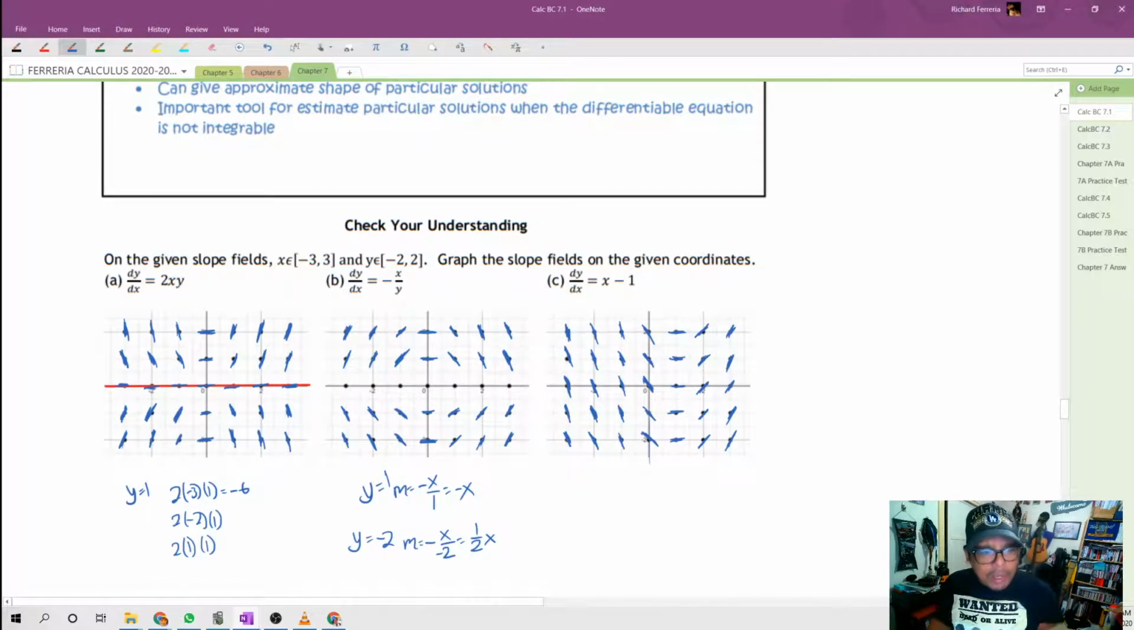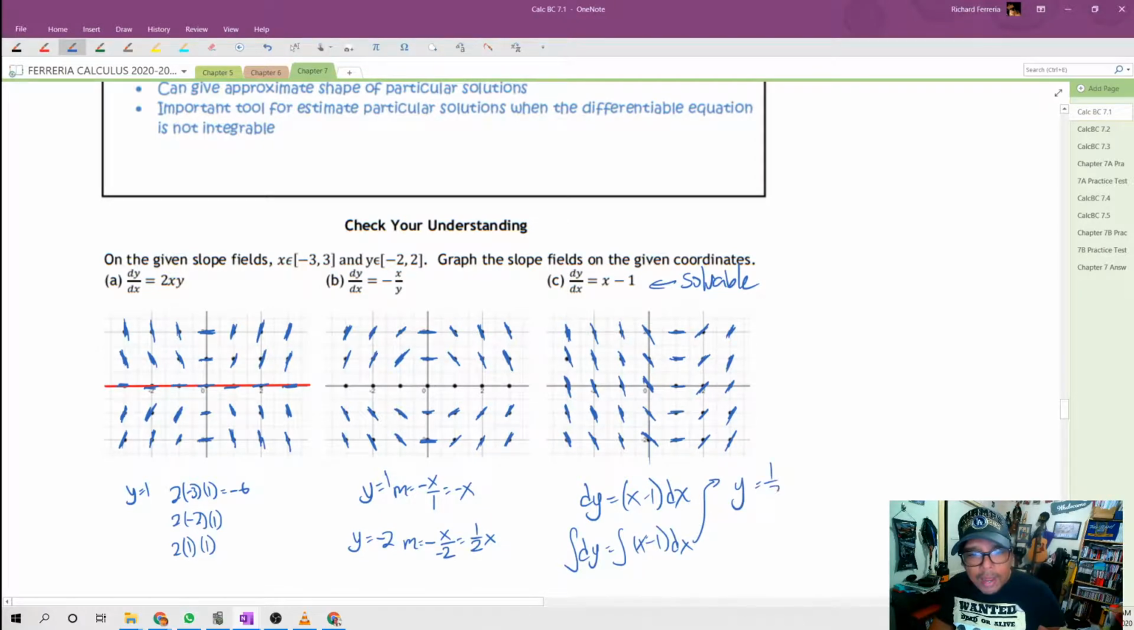One thing you might want to start thinking about is this one we can actually solve. Solvable. So let's solve that one. We get dy is equal to x minus 1 dx. So the integral of dy is equal to the integral of x minus 1 dx. And so y is equal to half of x squared minus x plus a constant. And notice that this is a parabola.